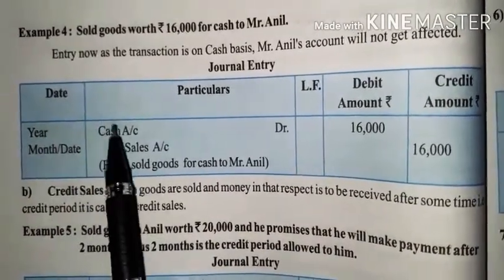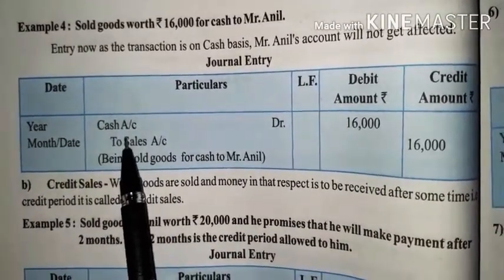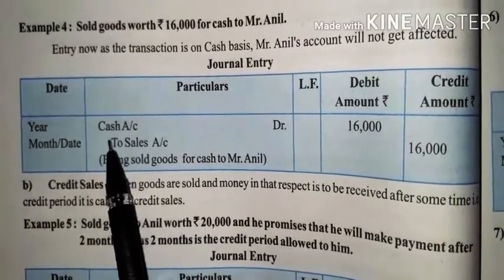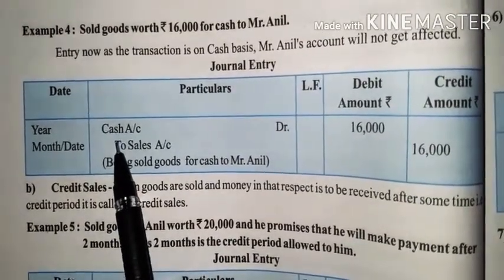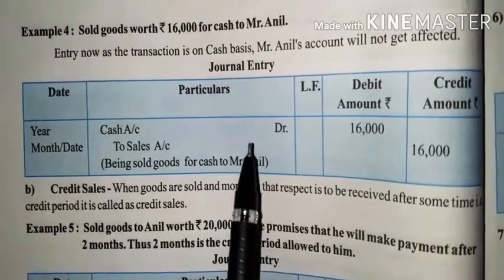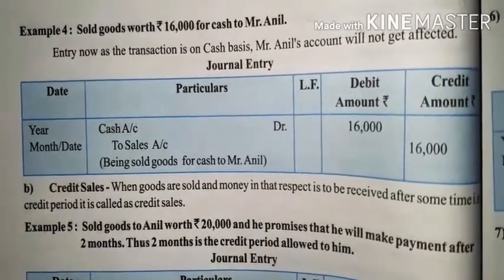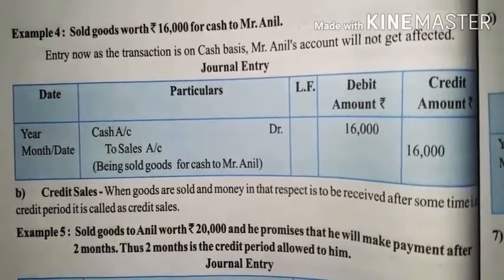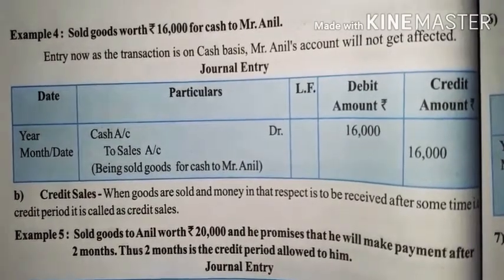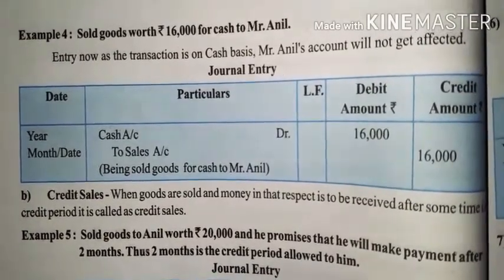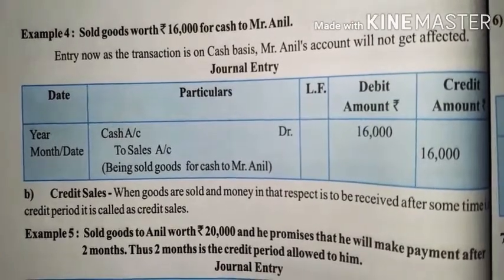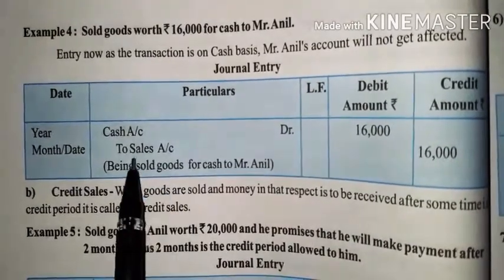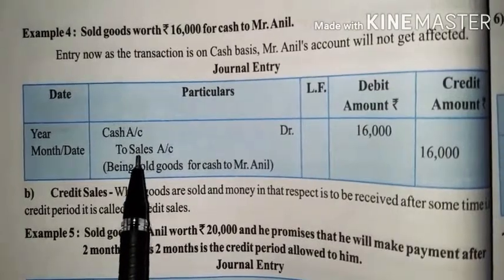Date of the transaction you have to write. Now here, the first account is going to be cash account. Now why is cash account debited over here? Because the goods we have sold to Mr. Anil, immediately Mr. Anil has made payment for the goods. That is why we are receiving cash immediately.